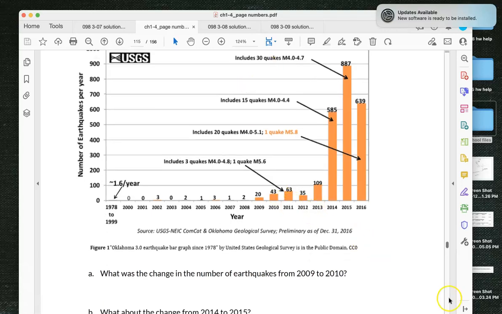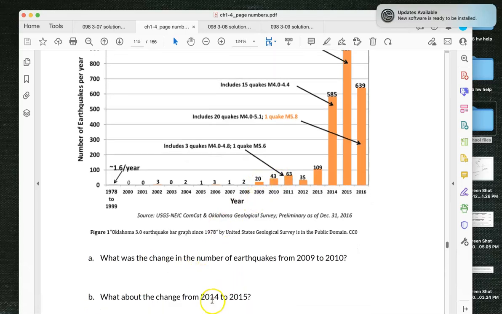So what was the change in the number of earthquakes from 2009 to 2010? When we want to know the change, we're simply going to subtract. So to get the change here, we can take the bigger number minus the smaller number, or maybe more accurately, I should say the later minus the earlier. So 43 minus 20 would be 23 more earthquakes in 2010. So we subtract to get the change.